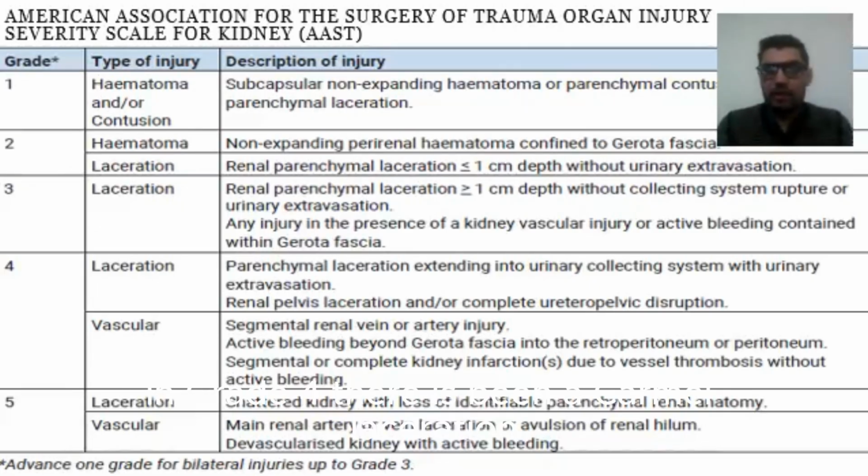In grade 4, there is parenchymal laceration extending into the urinary collecting system with urinary extravasation, renal pelvis laceration or complete ureteropelvic disruption, or segmental renal vein or artery injuries. In grade 5, there is shattered kidney with loss of identifiable parenchymal renal anatomy or main renal artery or vein laceration or avulsion from the renal hilum, which is a devascularized kidney with active bleeding.